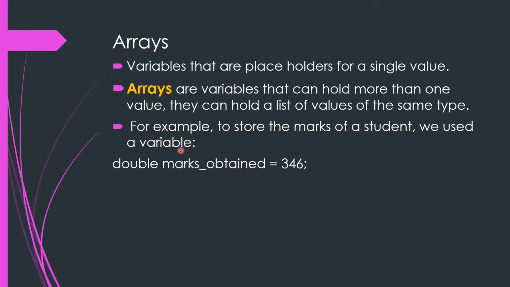First of all, we have taken example of variable. Here we want to store the marks of a student. So you can clearly see that here we have a placeholder for only one single value. And here the single value is marks of a student. So here we have used a variable and its name is marks obtained and its data type is double, and we have initialized it here.